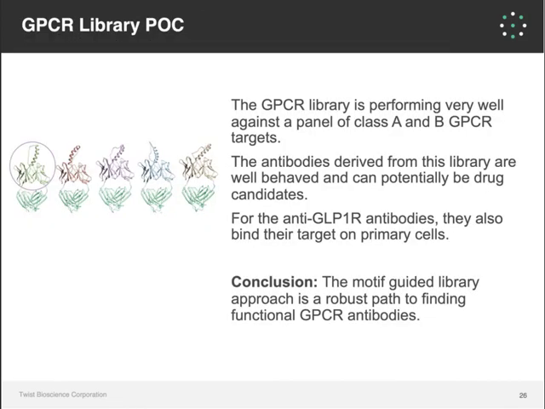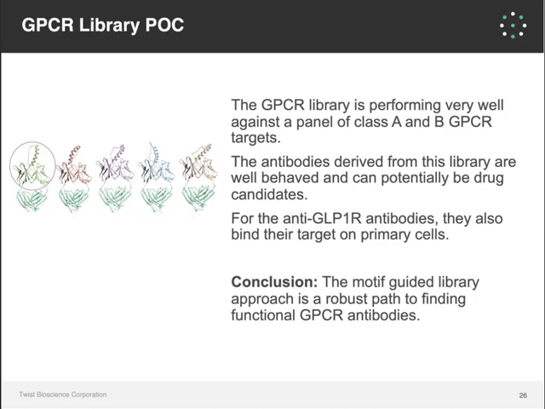So just to conclude the presentation and the case studies that I showed today, this GPCR library is performing very well against the panel of Class A and Class B GPCR targets. The antibodies derived from this library are well behaved and could potentially be drug candidates. I didn't go into all of the developability studies we've done, but we've done a whole panel of different developability assays to show that these antibodies express well, behave well, they're monomeric, they're not sticky. But again, I always say the best developability assay you can do is actually a PK study. And I showed you data in the previous slides that these antibodies do have long PK.